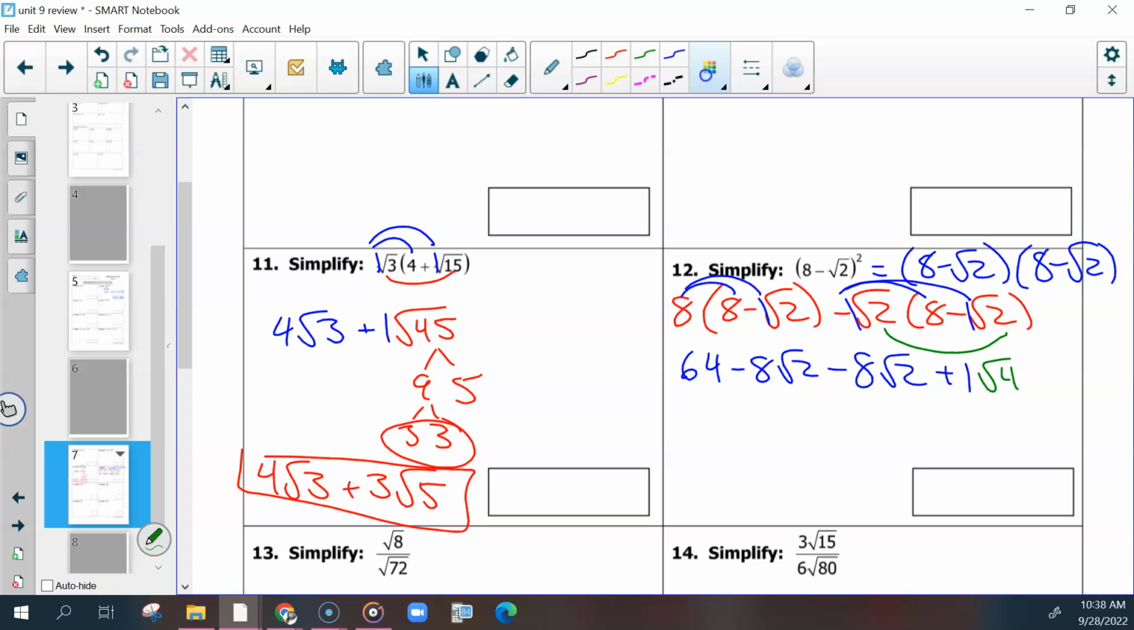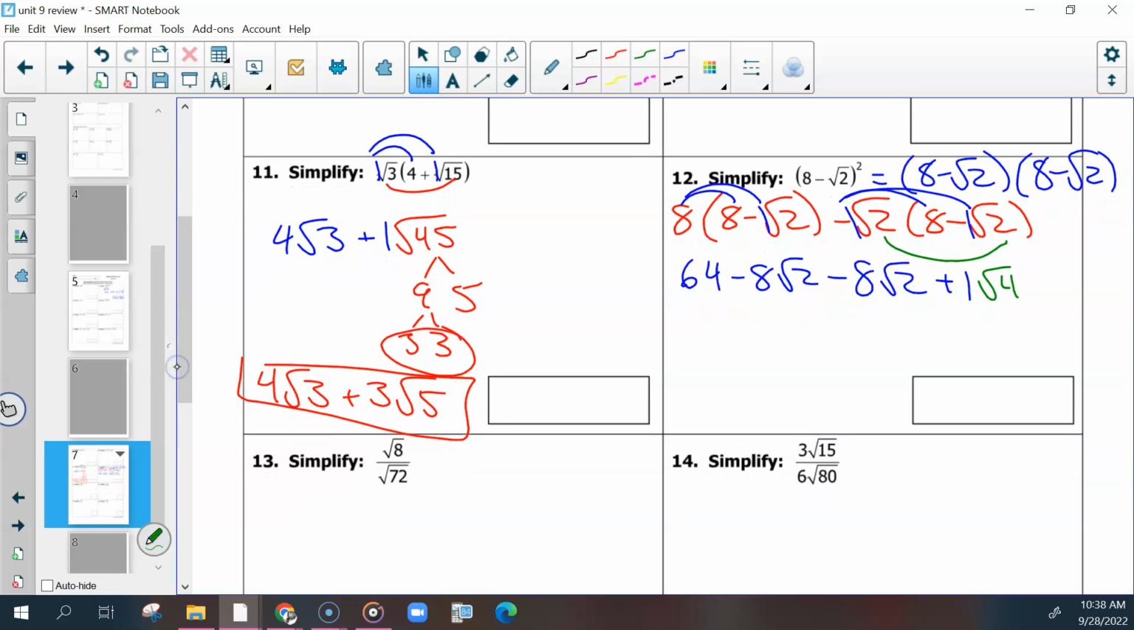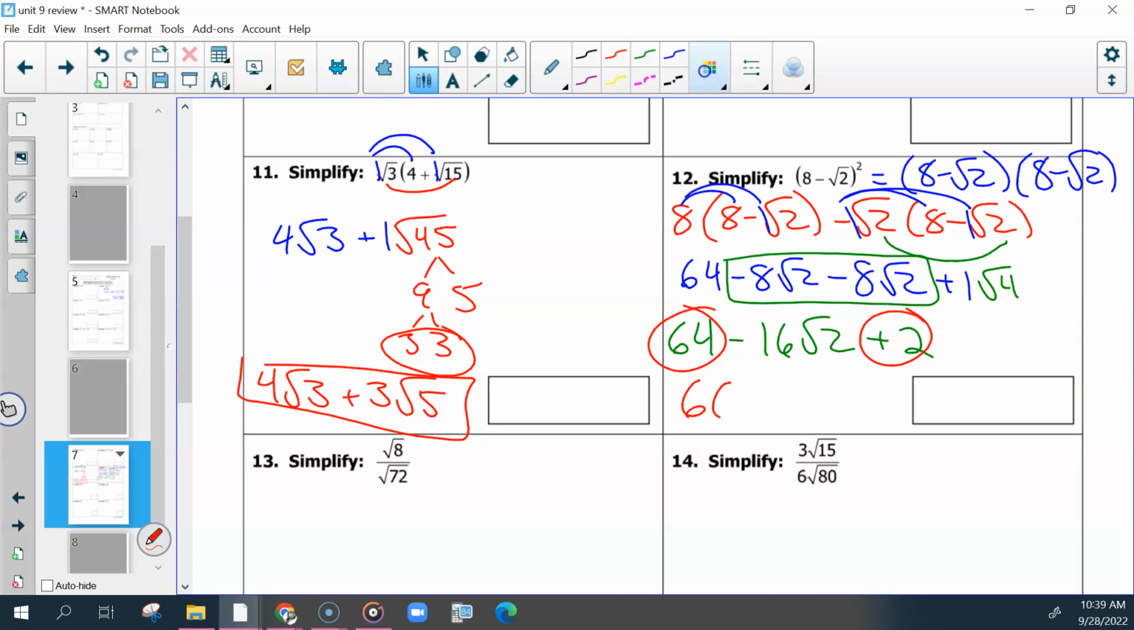Then start to simplify. Combine your like terms, see if you can simplify radicals, all of those things. So I'm going to do 2 things at the same time. Combine these 2, because they are like terms, as well as simplify this, because the square root of 4 is 2. Then you have one last pair of like terms you can combine, 64 and 2, to give us 66 minus 16 times the square root of 2. And that would be your final answer.